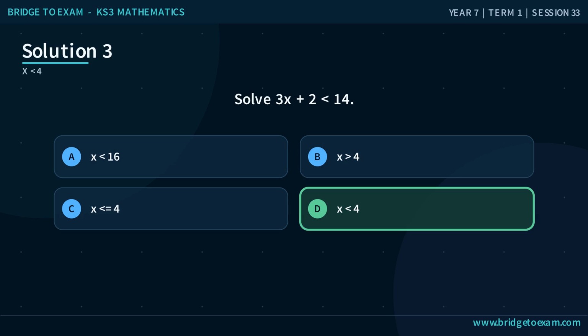Option D is correct. x is less than 4. Subtract 2 to get 3x less than 12, then divide by 3. Use an open circle at 4 and arrow left.